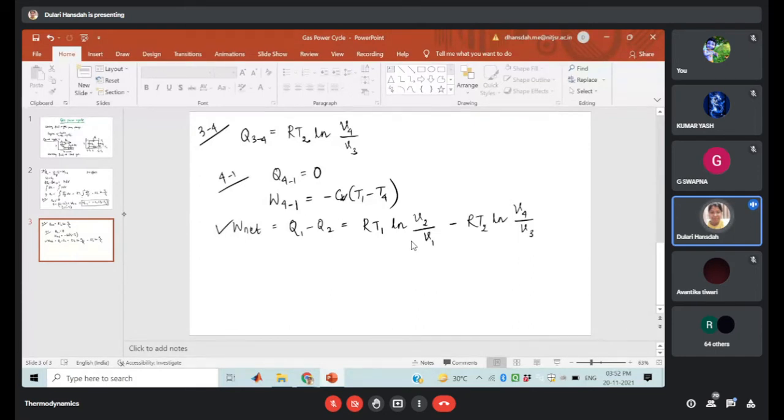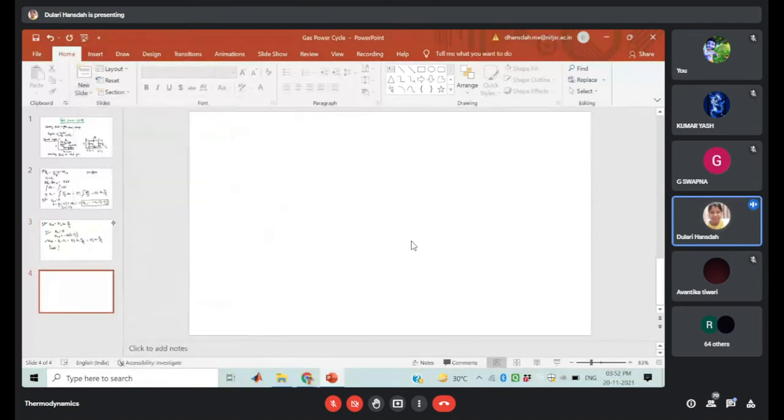So like that, we can also find out the efficiency of this Carnot cycle when the working fluid is an ideal gas. So please find it by yourself. Then I will discuss the internal combustion engine, that is mainly the petrol and diesel engine.